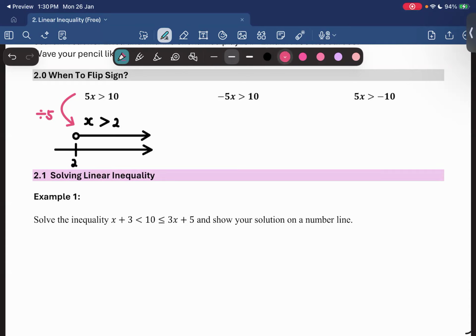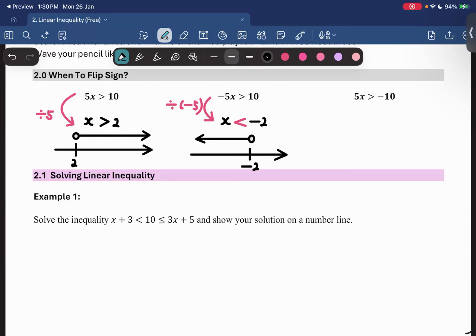So the next one over here, in order to solve for x, what you have to do is divide by negative 5. Whenever you are dividing or multiplying by a negative number, you will automatically flip the sign. So 10 divided by negative 5, that will be less than negative 2. So if you were to draw the number line, we have less than negative 2, so you're going to point this side. Same thing, your circle, you don't color.